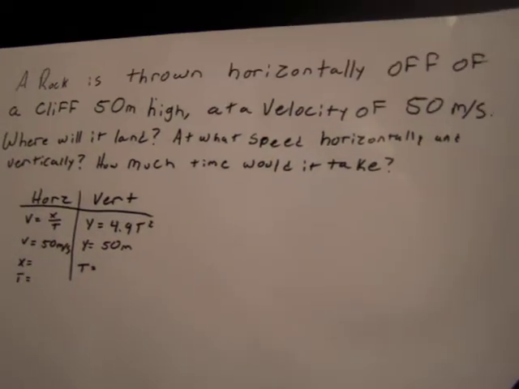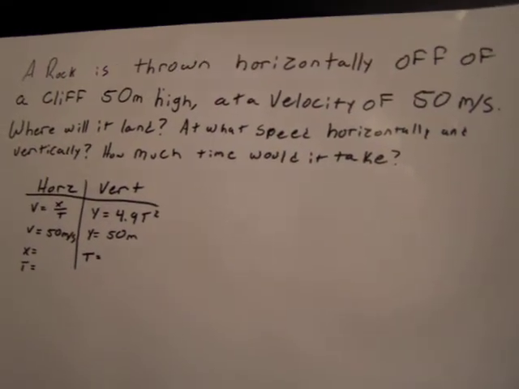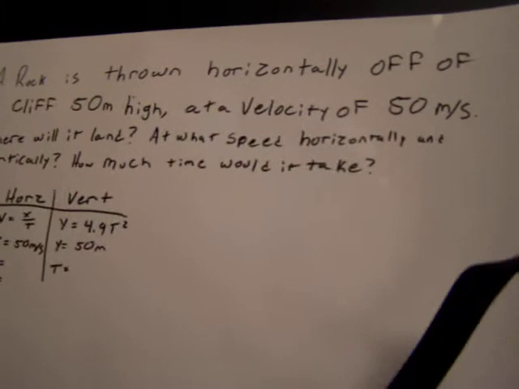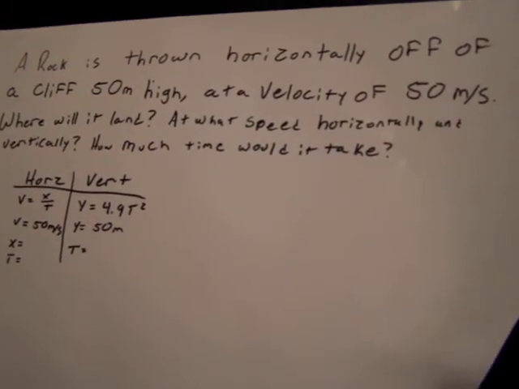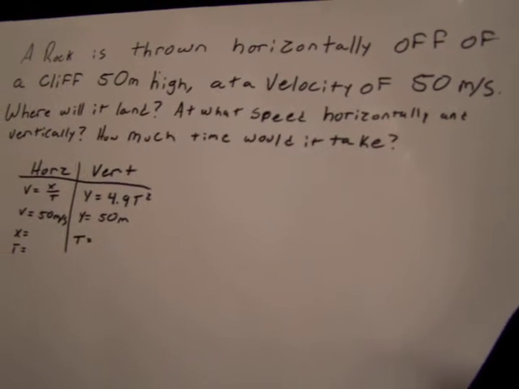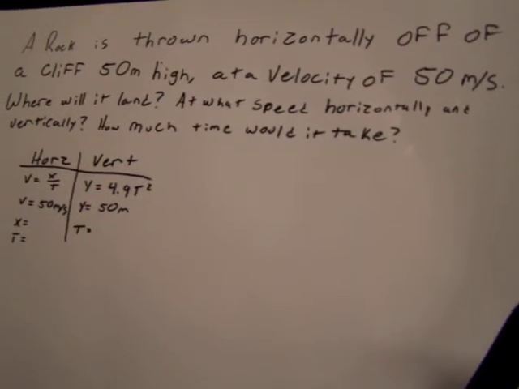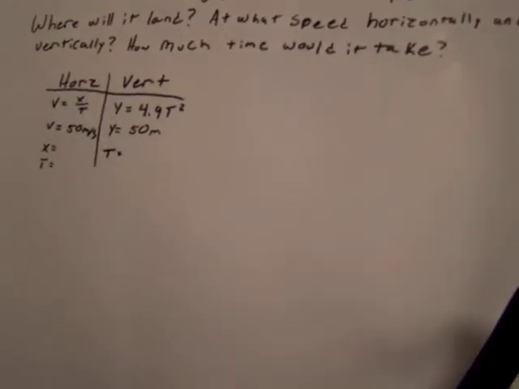Hello! This is a physics problem. A rock is thrown horizontally off of a cliff 50 meters high at a velocity of 50 meters per second. Where will it land? At what speed horizontally and vertically? How much time would it take?